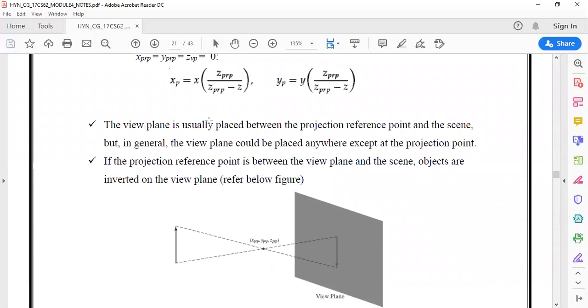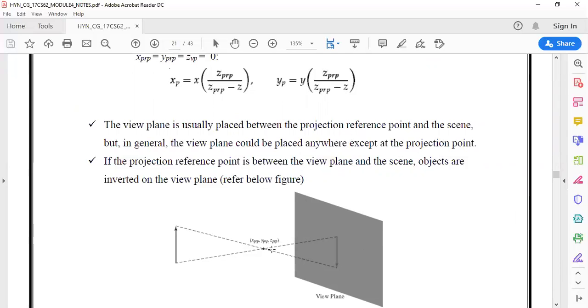The view plane is actually placed between the projection reference point and the scene. So we will have an object and the view plane here, and all the lines from that object will converge to the reference point, which is away from the view plane. That means the view plane is in between the projection reference point and the scene. But in general, the view plane could be placed anywhere except at the projection point. So you can place the view plane anywhere.